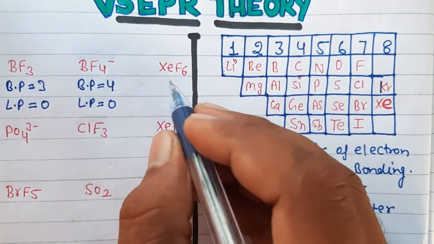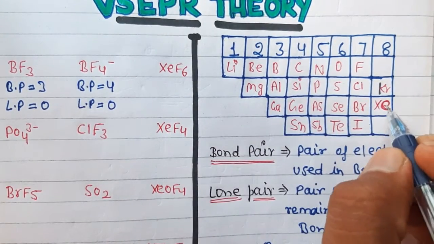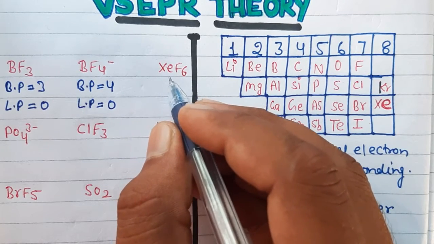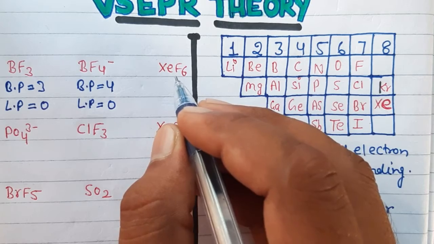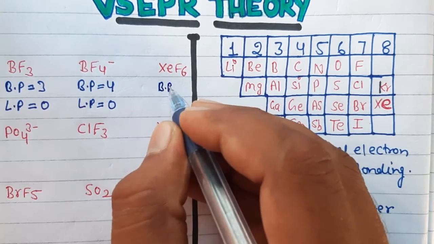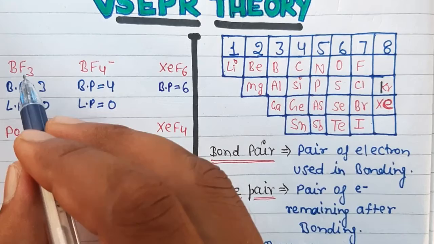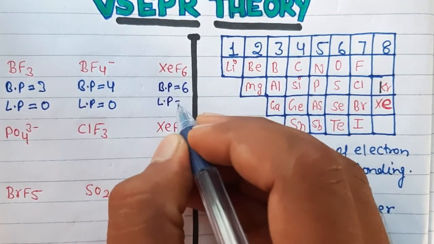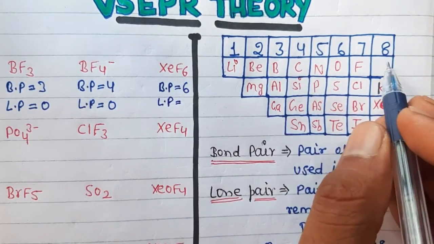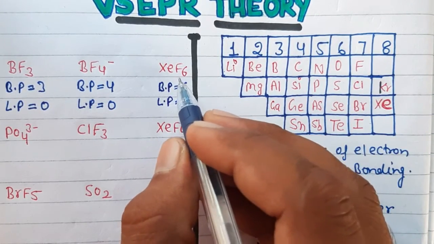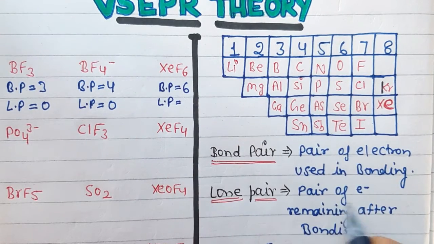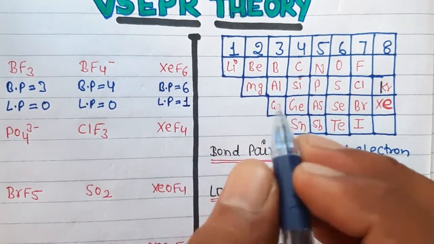Now let's talk about this example, xenon. The valence electron of xenon is 8, and it uses 6 electrons to form bonds with fluorine, so the bond pair is 6. You can easily say that the number of surrounding atoms is also the bond pair. Now let's talk about the lone pair. Xenon has 8 valence electrons and it uses 6 electrons with fluorine, so 2 electrons remain on the xenon atom, and the pair of electrons remaining after bonding is called a lone pair. So the lone pair is 1, right?